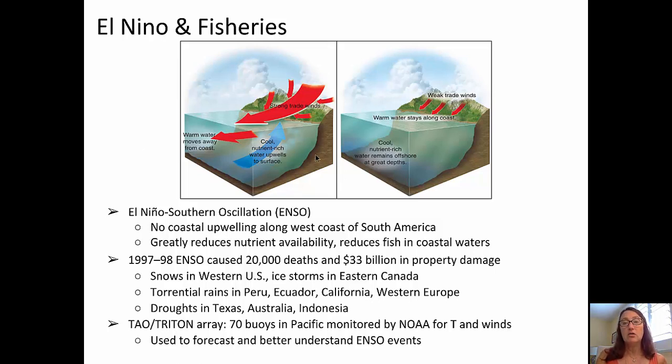But in an El Niño, the warm water stays along the coast because the trade winds are weakened, and the nutrient-rich cool waters remain at depths offshore. That has an impact on South American fisheries.